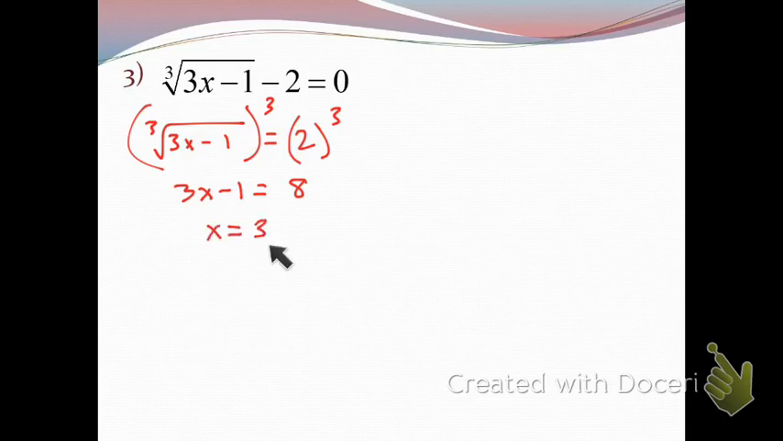Check it. Check it before we circle it. Go back to the beginning. 3 times 3 is 9. 9 minus 1 is 8. What's the cube root of 8? 2. 2 minus 2 is 0. I'm going to check mark it and circle it.